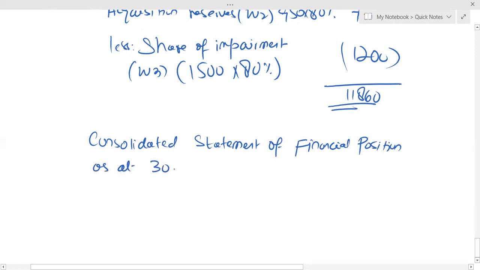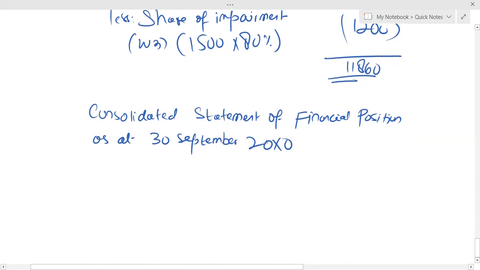As at 30th September 2000X0. Obviously, first we have to show non-current assets. Non-current assets. Let's ignore 3 zeros.